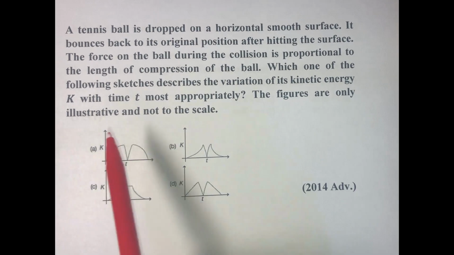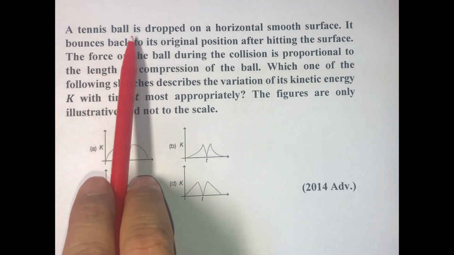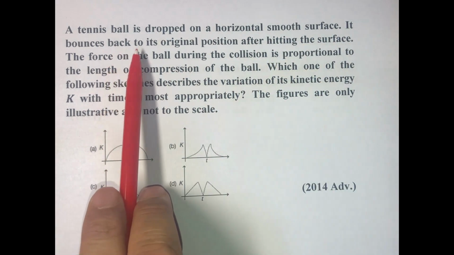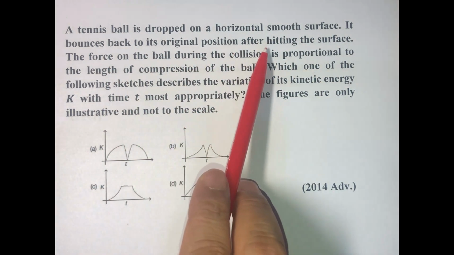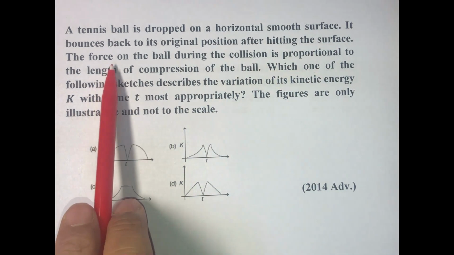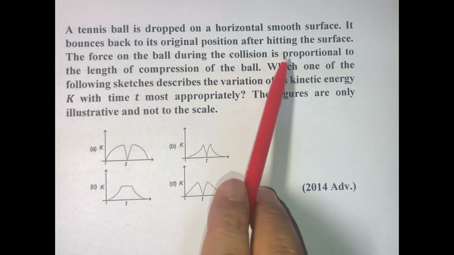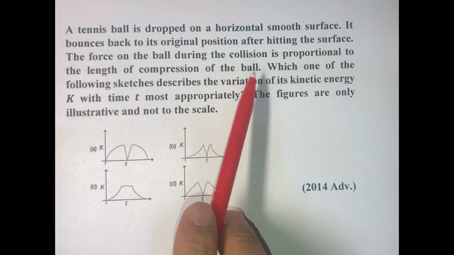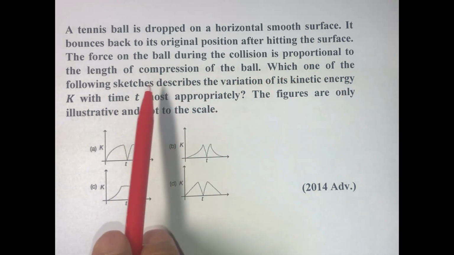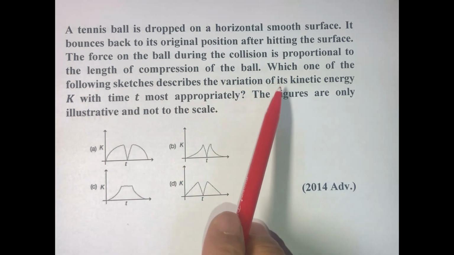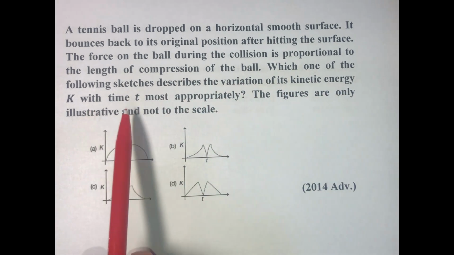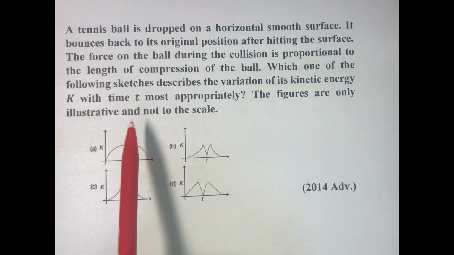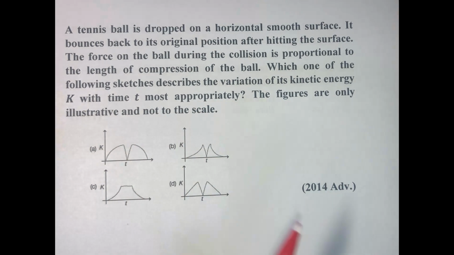Hello friends, today's question. A tennis ball is dropped on a horizontal smooth surface. It bounces back to its original position after hitting the surface. The force on the ball during the collision is proportional to the length of compression of the ball. Which of the following sketches represent the variation in its kinetic energy K with time t most appropriately? The figures are only illustrative and not to scale.